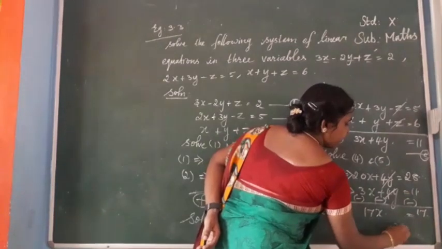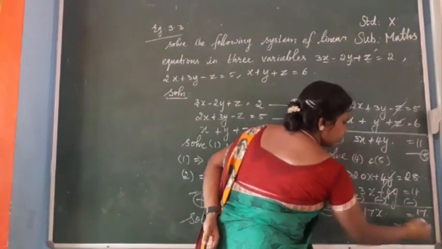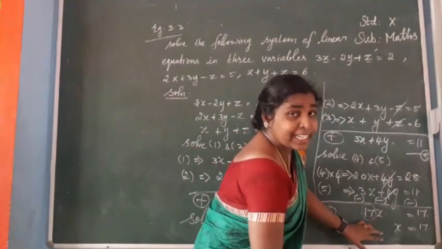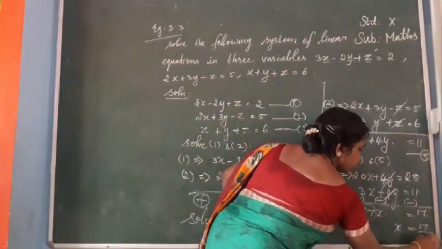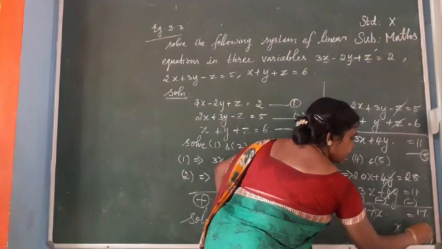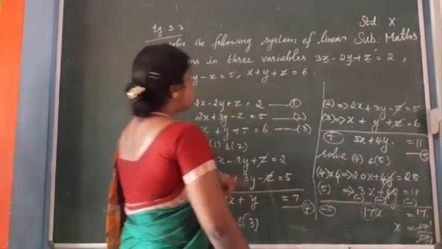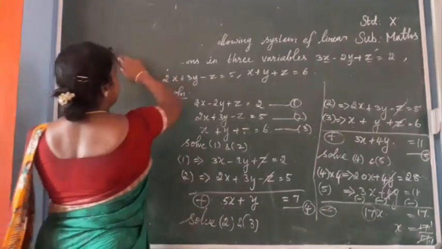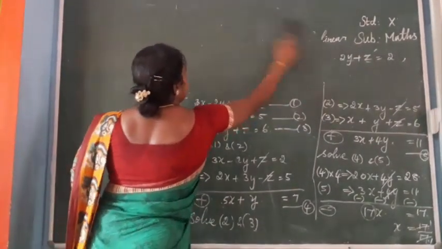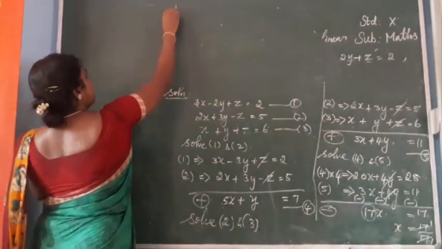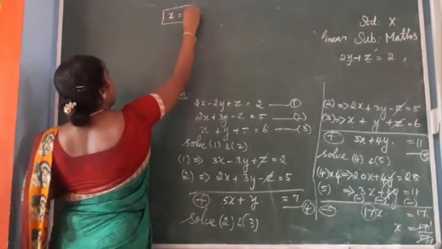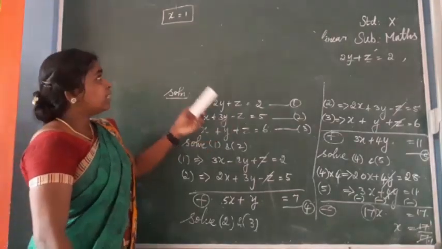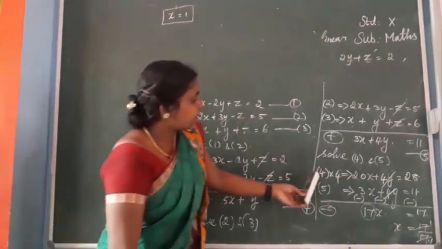We need x, so 17x equal to 17. This 17 you have to take to the right hand side as I told, and it will come in the denominator, so by 17. You simplify: 17 by 17 is 1. Now you got the x value: x equal to 1. So one variable we got. Two more variables we need, y and z.